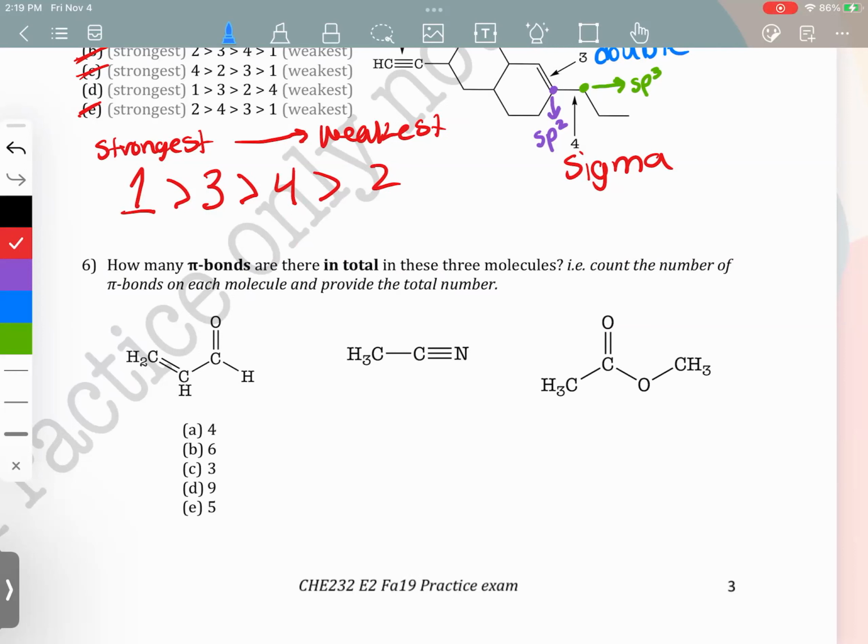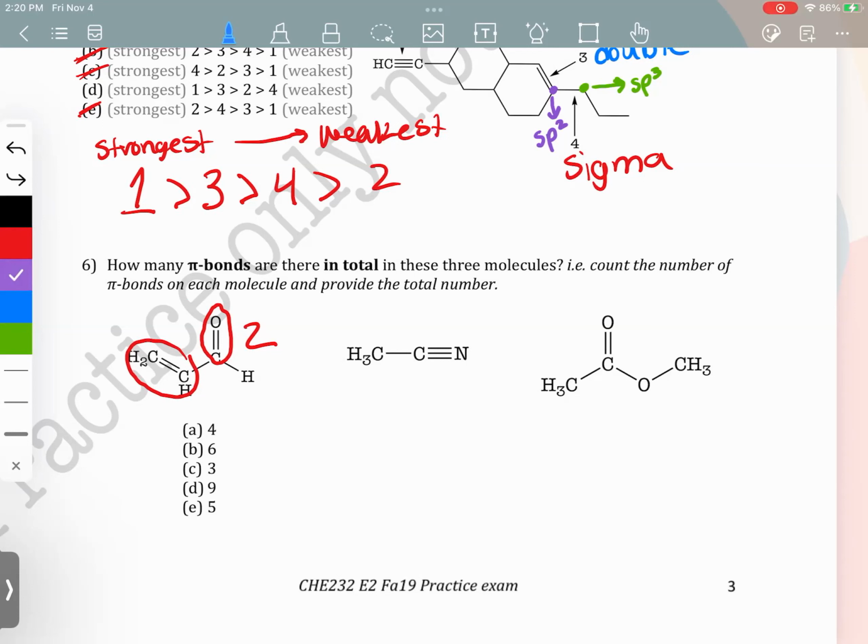How many pi bonds are there in total in these 3 molecules? So we're counting the total amount of pi bonds we see within the 3 of these. So in the first molecule here, how many pi bonds are there? You see 2. Right, 2. 1 each from the double bonds. You see the carbon-oxygen, and the carbon-carbon. So 2 pi bonds.